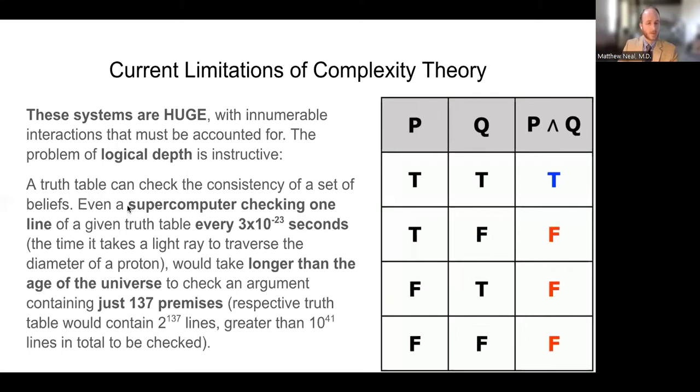But these complex systems are so big that, I mean, say you had a supercomputer that checked one line of a truth table every 3 × 10⁻23 seconds. And that is the time it takes light to traverse the diameter of a proton. So insanely fast. It would still take longer than the age of the universe to check an argument containing just 137 premises. That's wild. I mean, the respective truth table then would have 2 to the 137th lines, greater than 10 to the 41st to be checked. And these systems, they get so big and explode so quickly, it's really hard to describe them.